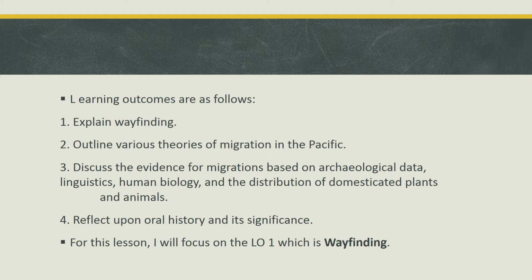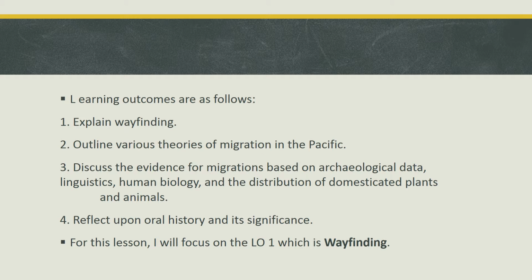The second learning outcome talks about the different theories of migration to the Pacific, the different groups of people that arrived into the Pacific, who are the ancestors of the modern day indigenous Pacific Islanders, as well as the time period in which they came.